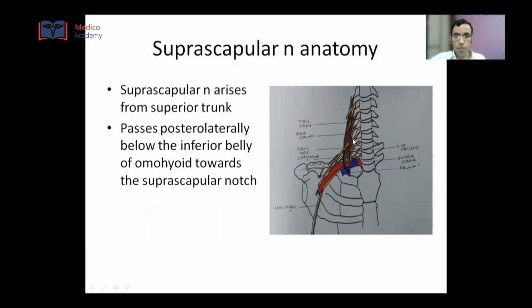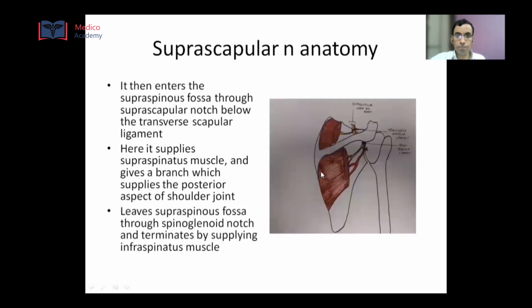Now, the suprascapular nerve arises from the superior trunk. It passes posterolaterally below the inferior belly of omohyoid towards the suprascapular notch. It then enters the supraspinous fossa through the suprascapular notch below the transverse scapular ligament. Here it supplies the supraspinatus muscle and gives a branch which supplies the posterior aspect of the shoulder joint. The nerve then leaves the supraspinous fossa through the spinoglenoid notch and terminates by supplying the infraspinatus muscle.